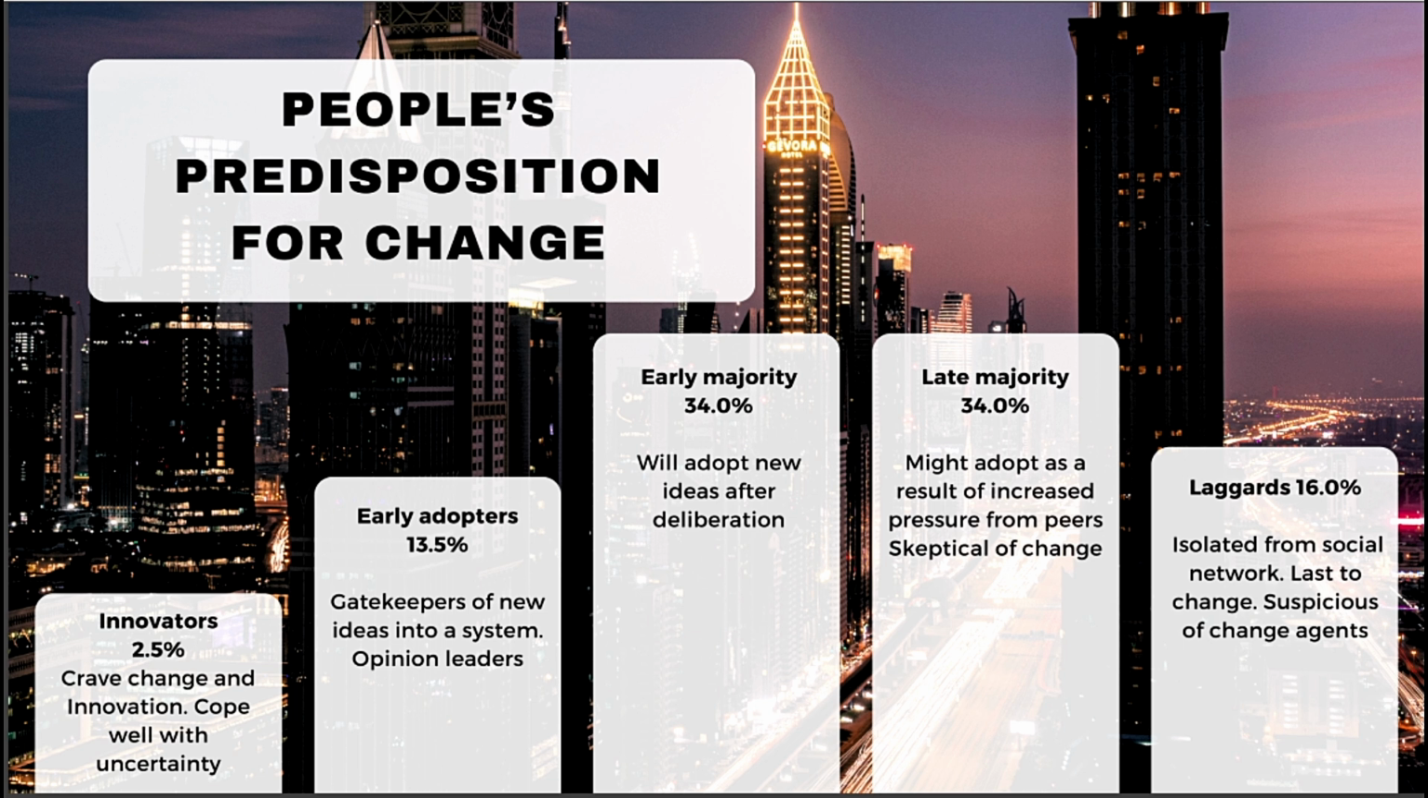Innovators, which make up 2.5%, are the first to embrace new ideas and are often seen as the pioneers of change. They are comfortable with uncertainty and actively seek out innovation. Early adopters, which make up 13.5%, are the gatekeepers of new ideas, serving as opinion leaders within their social networks. They are quick to adopt new initiatives after seeing evidence of their success and potential benefits.